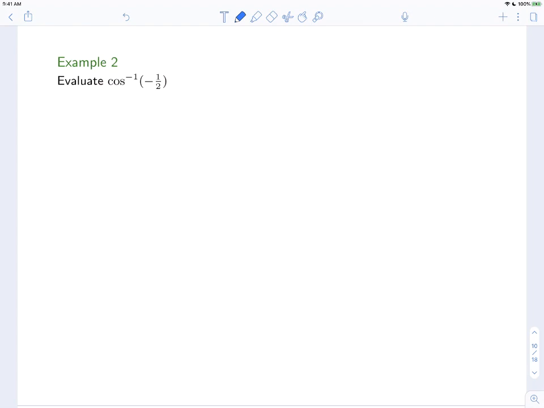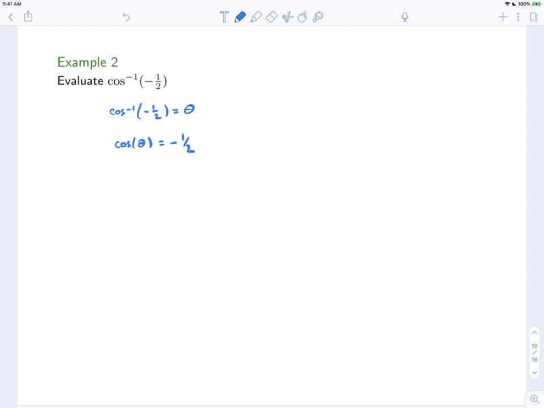So again, the idea here is that this is going to give us some angle. Cosine inverse of minus 1/2 is going to be equal to an angle. And what is that angle? It's the angle theta, so that cosine of theta gives us minus 1/2. And again, we want to figure out what that theta is.